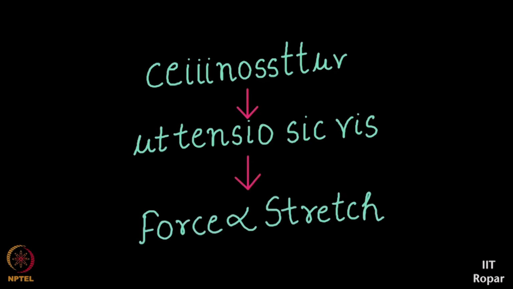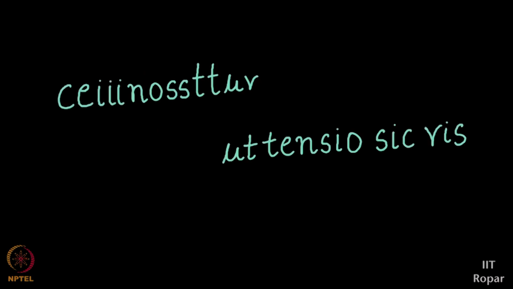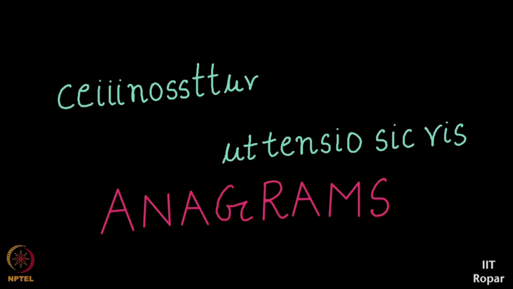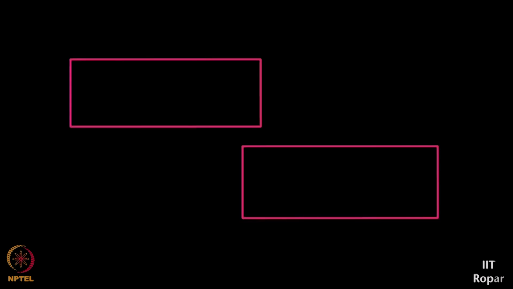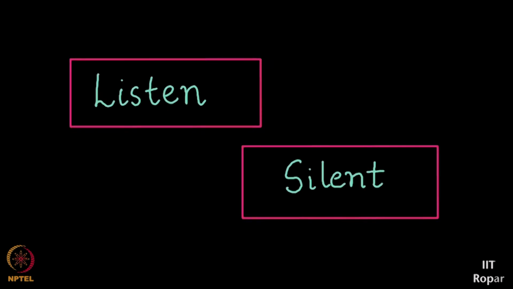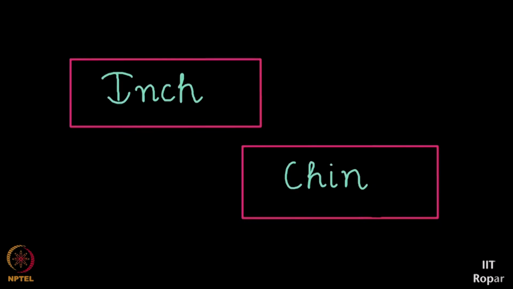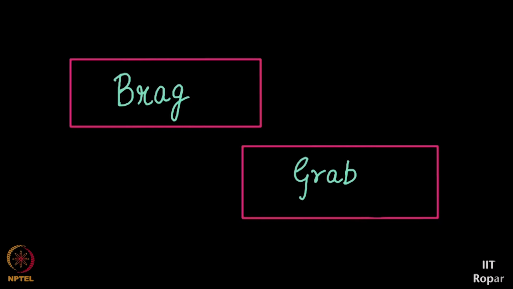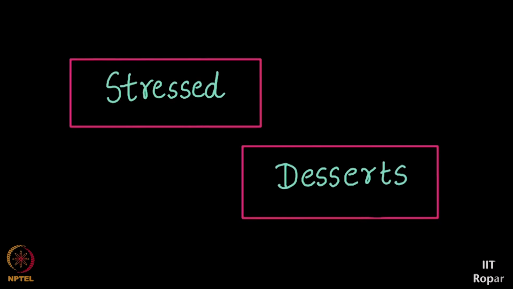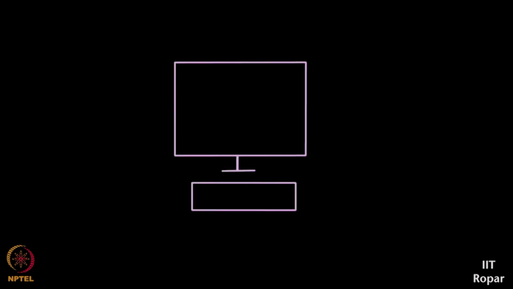You must be wondering, why are we discussing all this? Well, look at these two words. These are called anagrams. Anagram is a word or a phrase formed by rearranging the letters of another word. Let me give you some more examples of anagram. For example, listen, silent, tar, rat, dusty, study, inch, chin, brag, grab, stressed, desserts. So now let us move towards the programming screencast of anagrams.